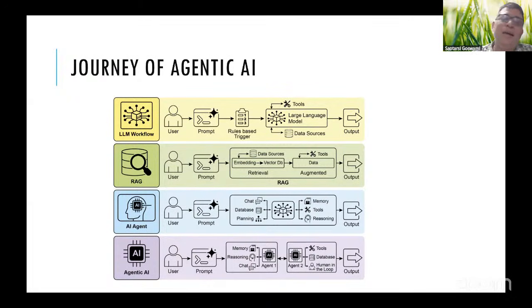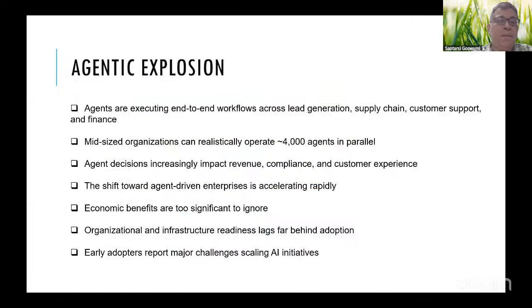All right, but essentially, these are the four phases that I can break it down into. The first was LLM workflows, then RAG, then AI agent, where we are talking mostly about a single agent. Agentic AI is where you are building a multi-agent system where the agents need to talk to each other. So this is the basic idea.